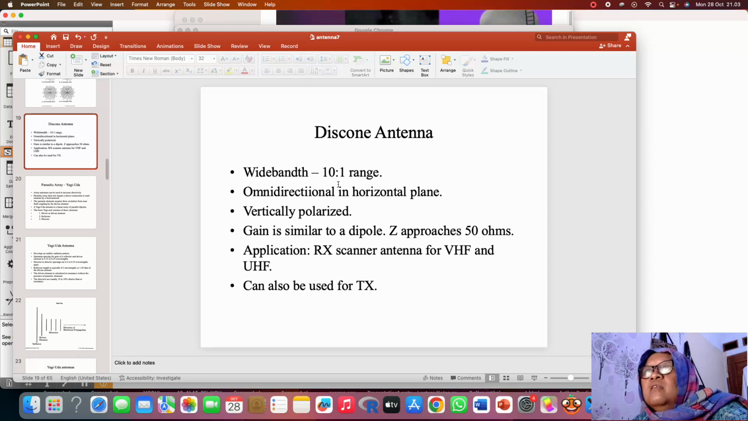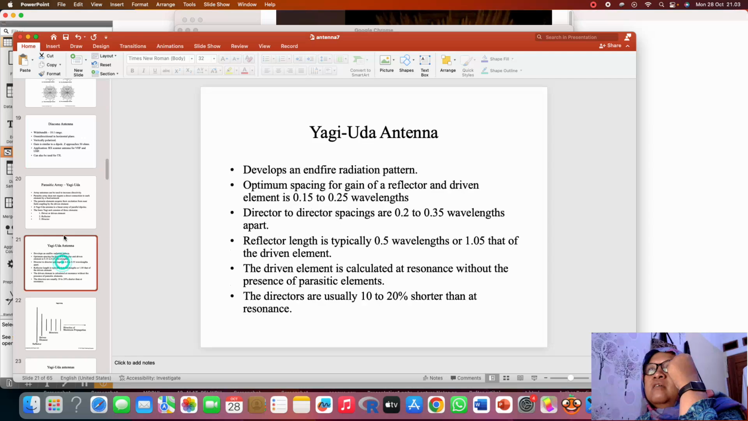Wideband, 10 to 1 range, omnidirectional in the horizontal plane. Vertically polarized, gain is similar to a dipole. Feed impedance approaches 50 ohm. Application: RX scanner antenna for VHF and UHF. It can also be used for TX.